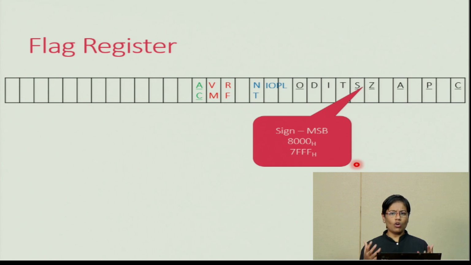So this truly need not be the sign. It essentially is the reflection of your MSB. MSB 0, sign flag 0. MSB 1, sign flag 1.